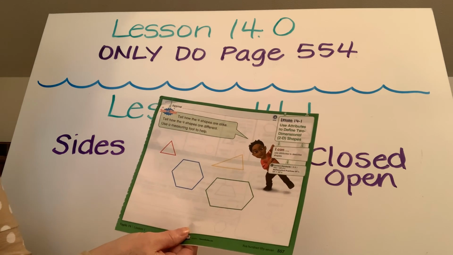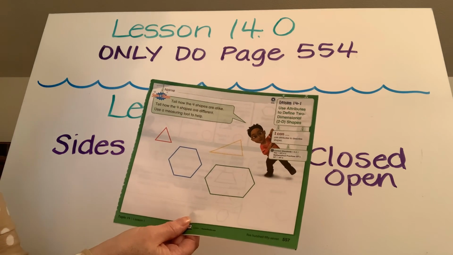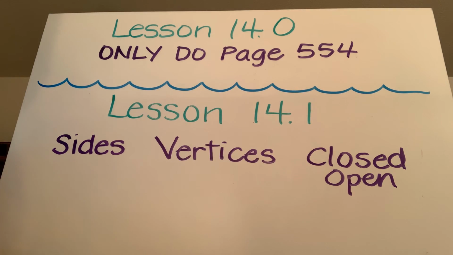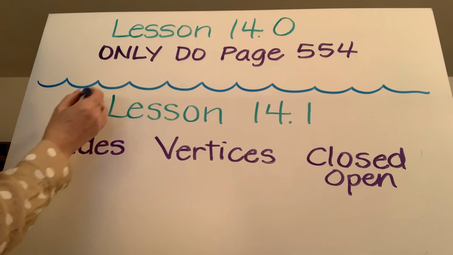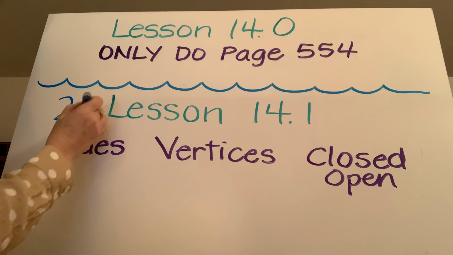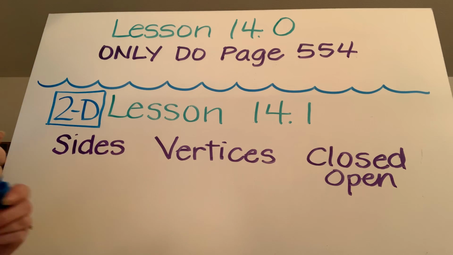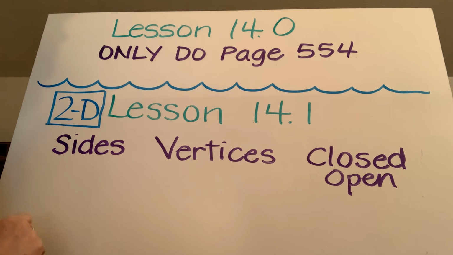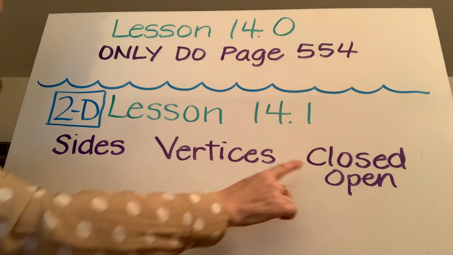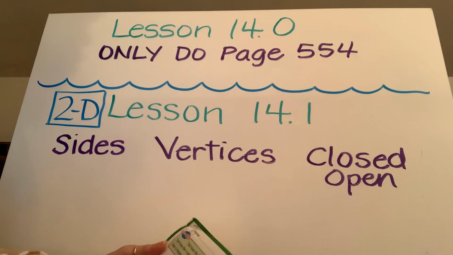14.1, we're going to learn how to use attributes to define two-dimensional objects. And that's something that we need to really concentrate on. We're going to be learning about 2D objects, which means two-dimensional. We're going to be talking about the words sides, vertices. We're going to be also talking about whether a shape is closed or open.